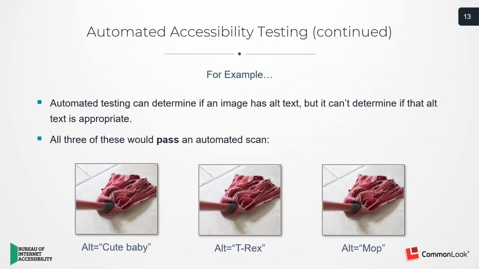However, two of them are wrong: one says its alternative text is cute baby, the second is T-Rex, and the third says mop. So that's one reason why automated testing is accompanied by manual testing, so that you can go in and assure that it does have the proper alternative text.